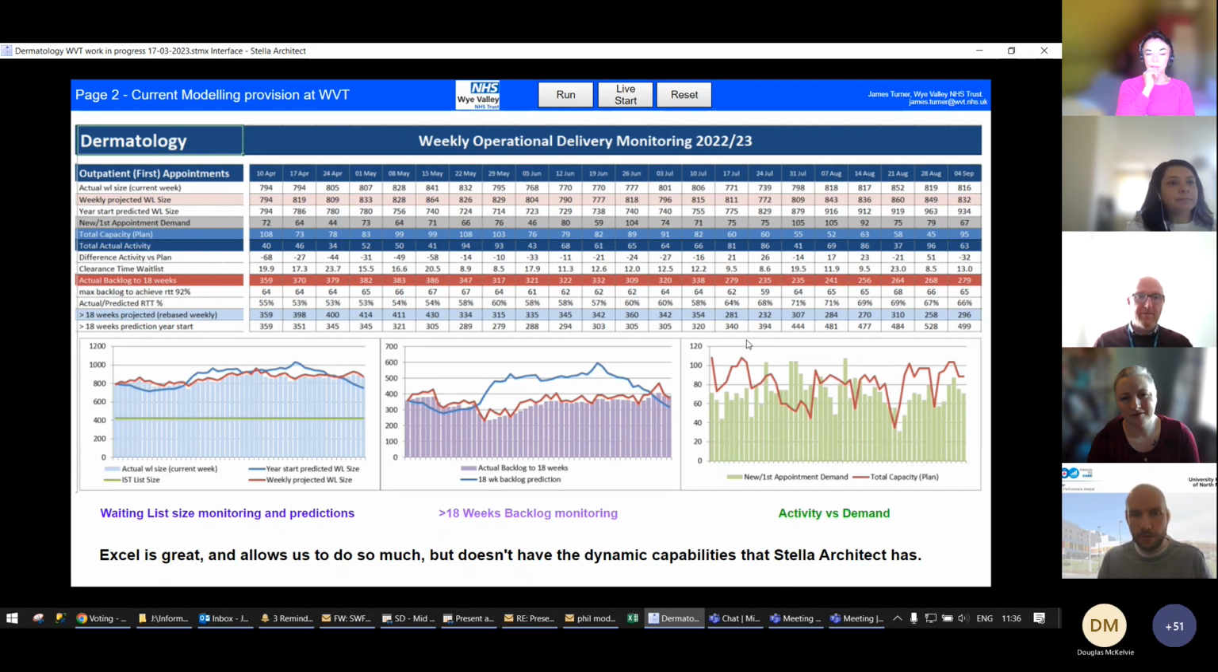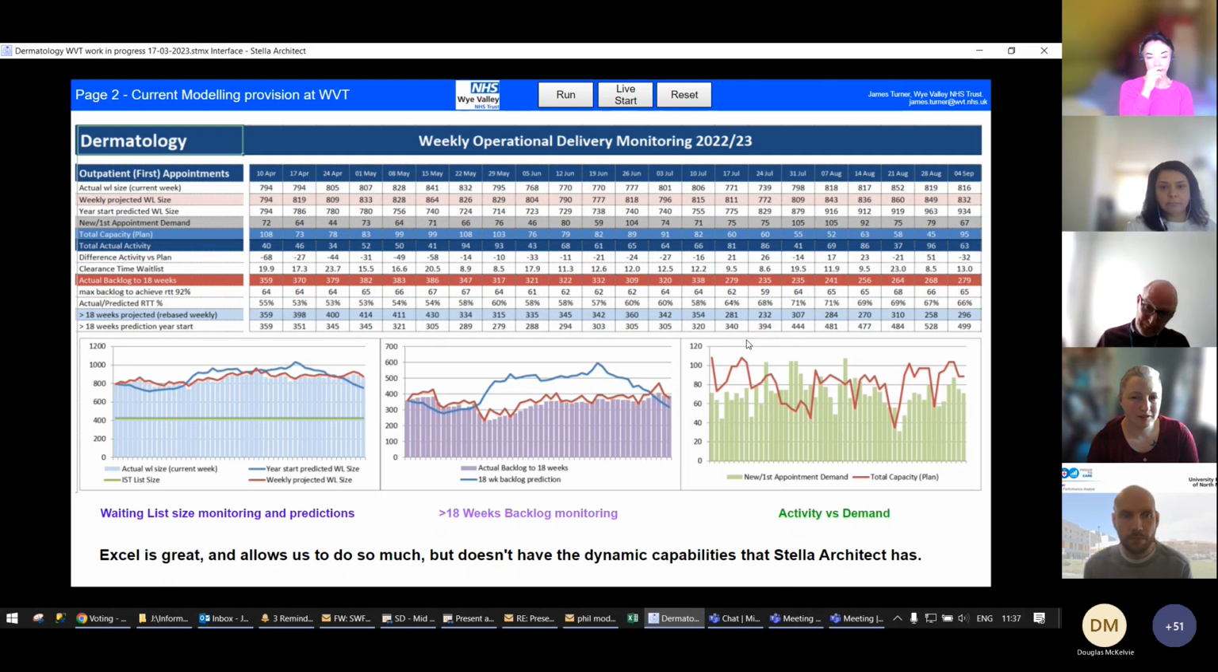If you look at the bottom left chart, which is labelled waiting list size, monitoring and predictions, the pale blue columns are a snapshot of the size of the waiting list week on week throughout 52 weeks for the year. At the start of the year, we've already done a lot of pre-work around what we think the waiting list is going to do, and that ended up being the blue line. And then each week we re-predict what we think our ending waiting list size position is going to be throughout the year.